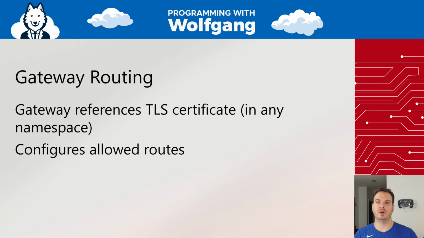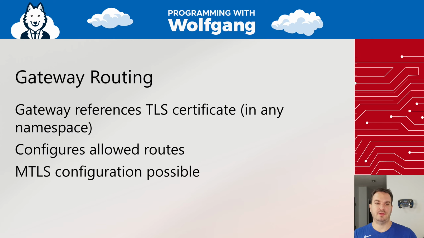Then, as we have seen, we can configure our routes, which allow, for example, to access the Traefik URL or the Nginx URL. Then we can have MTLS configuration. This means our client sends a certificate, the gateway verifies it, and then forwards the request to our services. Or I can also re-encrypt it and then send it encrypted to our service and then to our pods.